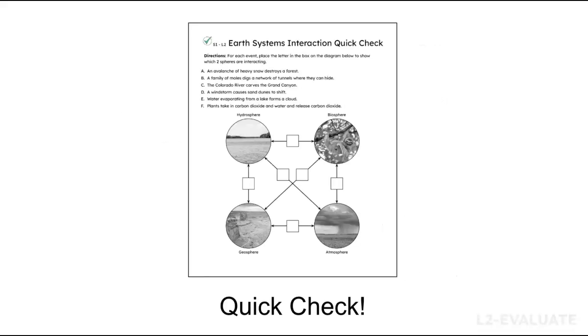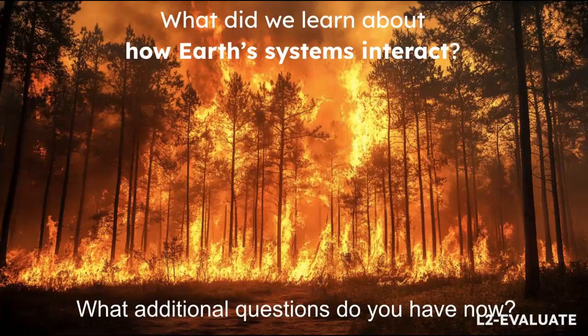For the Evaluate portion, you'll have students complete the Earth Systems Interactions Quick Check Student Journal page. To support student sense-making across the unit, you'll orient them back to the driving question board. You'll ask students, what did we learn about how Earth's systems interact? And what additional questions do you have now?